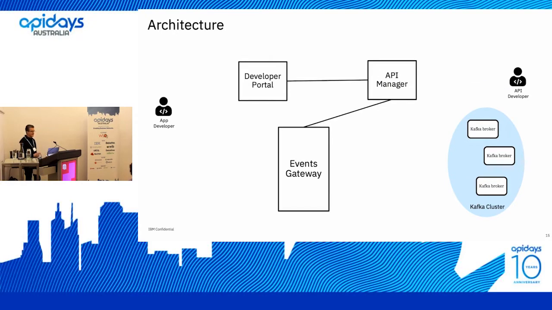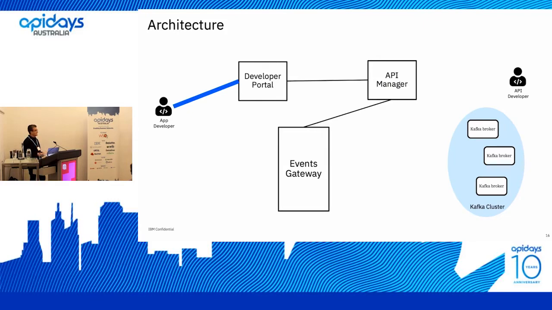Second step, as the API developer, will publish the Async API via the API manager. And so that will appear both in the event gateway as a service which can be listened to, not invoked, but listened to. Okay, an API that can be listened to, and also make it visible in the developer portal for consumption, self-service consumption.